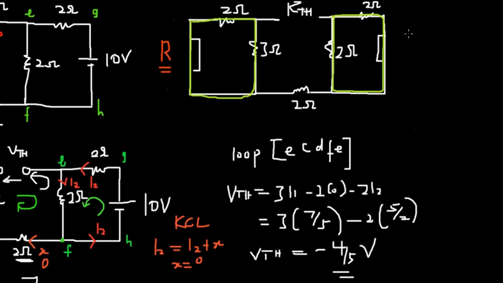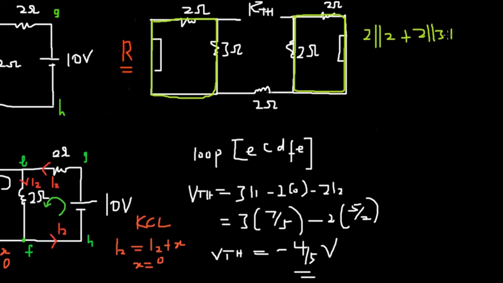So this will be 2 ohm in parallel with 2 ohm, plus 2 ohm in parallel with this 3 ohm, and then that is in series with this 2 ohm. So this is how it's going to be. We have 2 times 2 divided by 2 plus 2, plus 2 times 3 divided by 2 plus 3, and then plus 2. We could also write it in this format, since the 2 ohm is in the middle: 2 plus 2 times 3 divided by 2 plus 3.